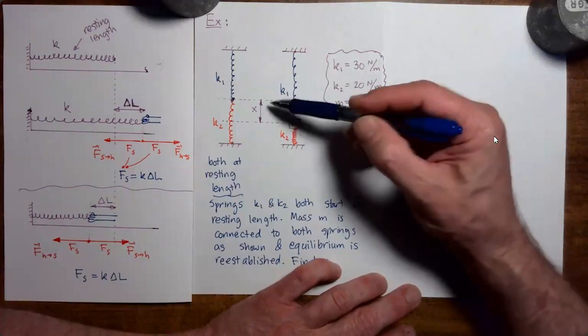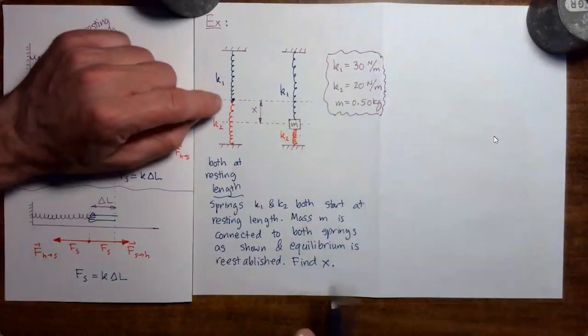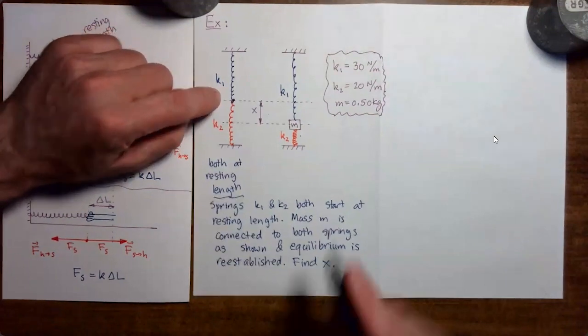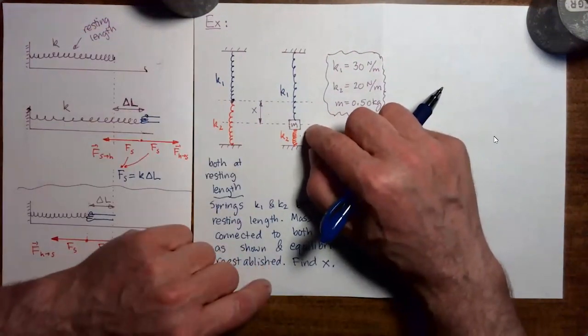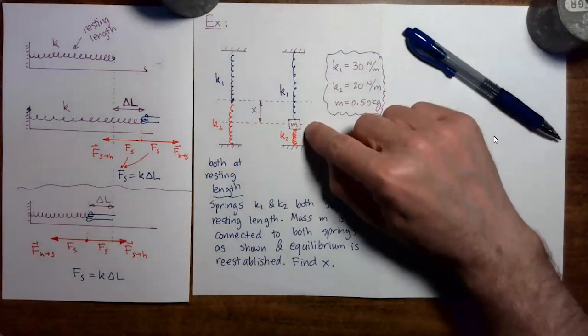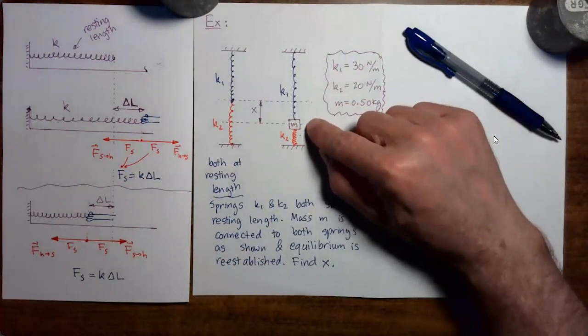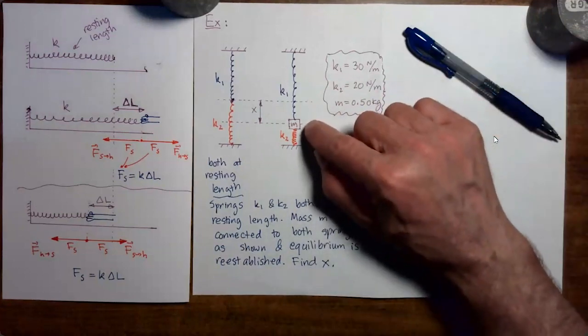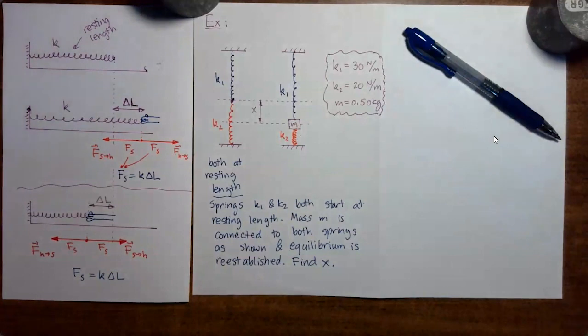We want to find this distance x between the original point where the springs are connected to each other and this point over here where both springs are connected to that mass m. When we do this problem, we're going to assume that the mass here is very small, so we don't have to worry about this mass occupying space that used to be occupied by the springs, which would then cause further compression or extension of the springs.